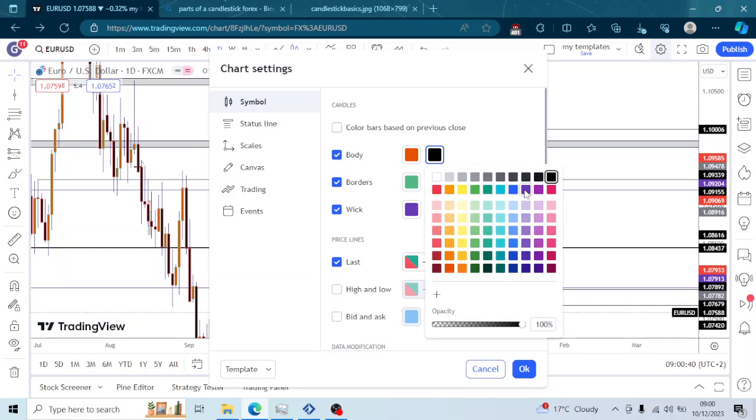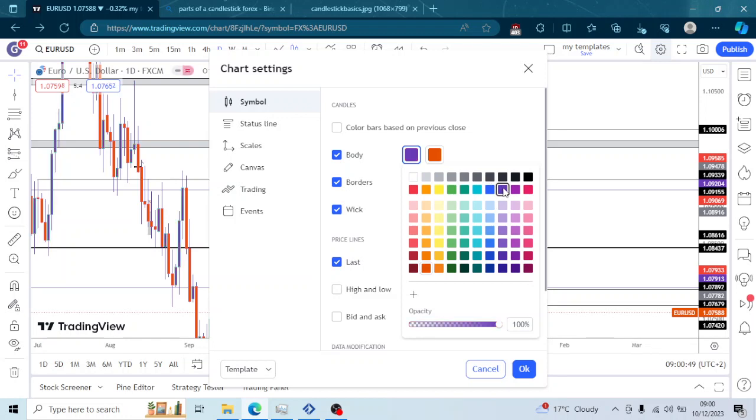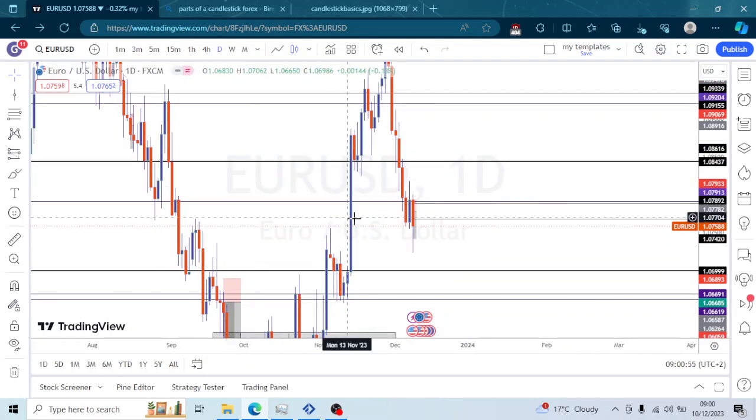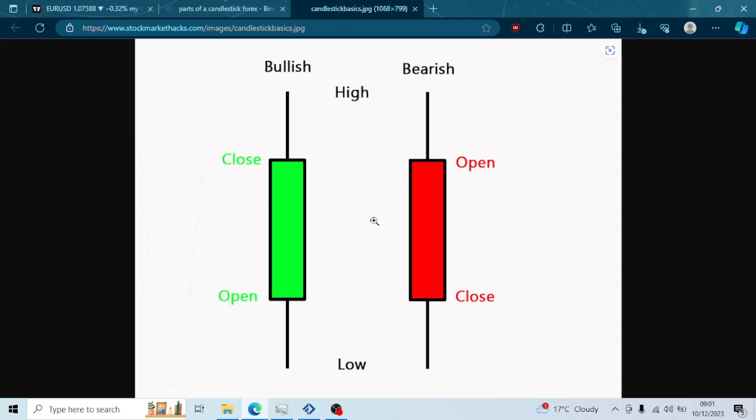Nah. Now let's not use green. Should we use the same colors? No, let's swap the colors. Let's use this one for that. And then over here, the bullish candles. For the buy candles, let's use this color. Right. The buy candles, the sell candles, right? Here they use different colors.